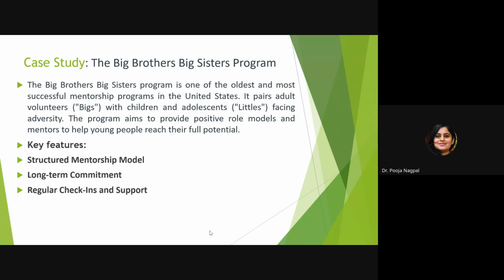So whatever were the key features, that was a part of a structured mentorship program. That means goals are already defined. Everything is defined, what needs to be discussed, what will happen, like this. Long-term commitment. It was like a long-term commitment. That means in a faculty mentorship program, we were committed to 1 year, or you can say a 6 month semester. So we were committed for that. But in long-term commitment, it may be 1 year, 2 years, 3 years, 4 years, depending upon the structure. So regular check-ins and support.